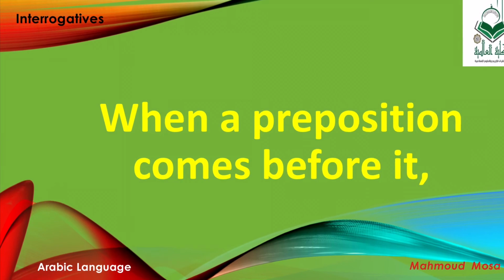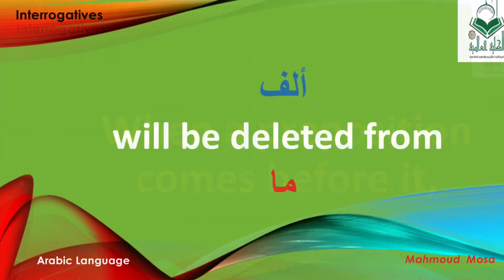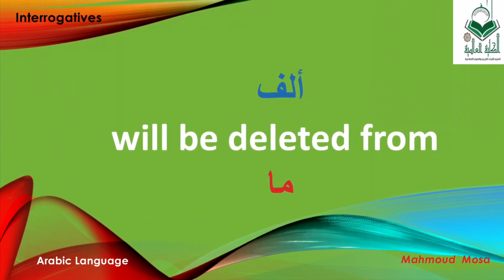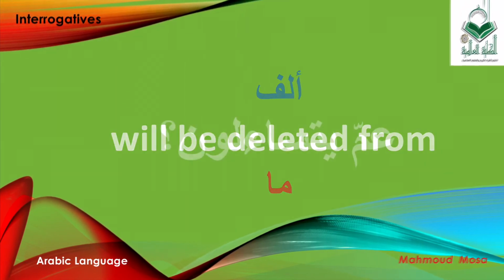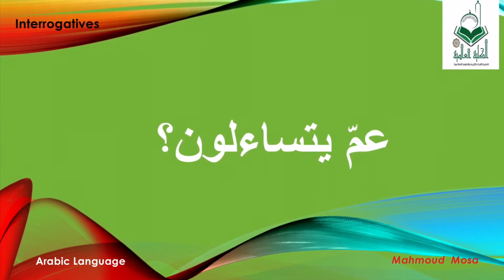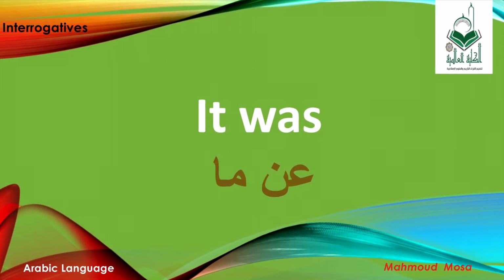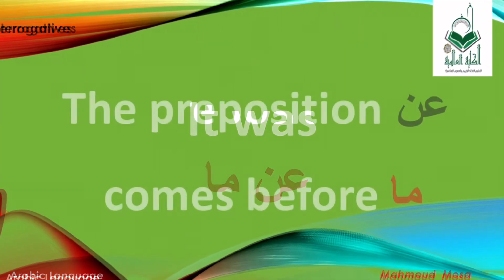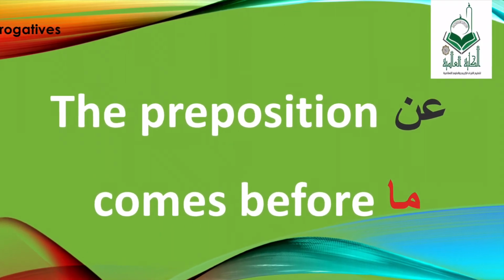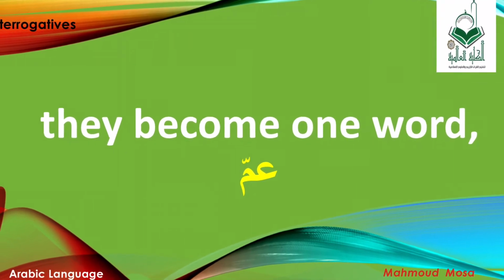When a preposition comes before it, alif will be deleted from ما. For example, عما يتساءلون. It was عن ما. The preposition عن comes before ما. They become one word عما.